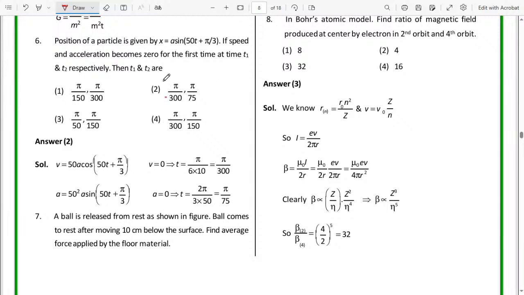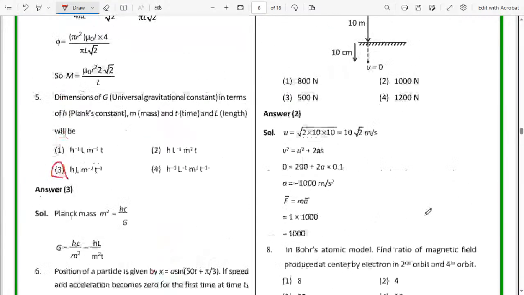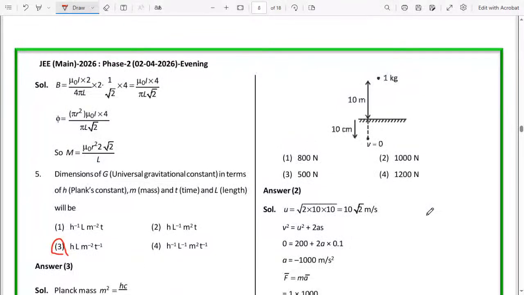So option 2 is the correct option, students. Next, question number 7. A ball is released from rest as shown in the figure. The ball comes to rest after moving 10 centimeters below the surface. Find the average force applied by the floor material. The correct option for this question is option number 2. Option number 2 is the correct option, students.